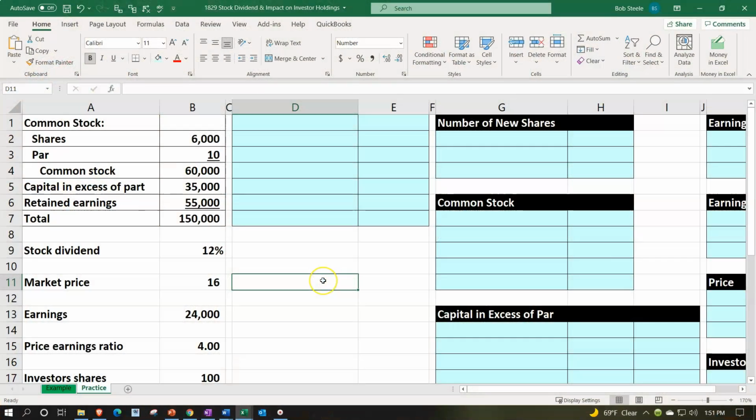Here we are in our Excel worksheet. If you have access to the Excel worksheet and would like to follow along, note that we're in the practice tab as opposed to the example tab, the example tab, in essence, being an answer key. We have the information on the left-hand side. Going to populate that into the blue area on the right-hand side, focusing in on a stock dividend.